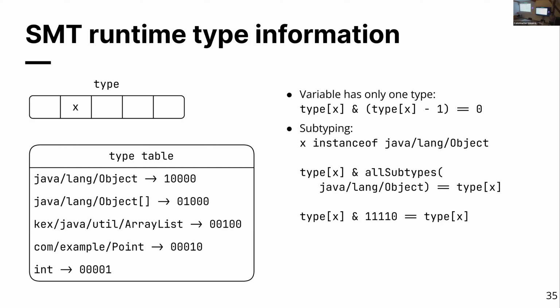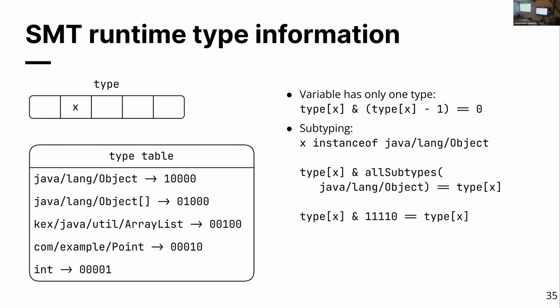And if during the execution we encounter some type constraints, for example, instanceof checks, cast checks, etc., we express these constraints using bit vector values. For example, if someone decided to check that variable x is an instance of Object, we just encode this constraint in this form. We take all the subtypes related to the type we check, and we say that our type should be one of them, basically.